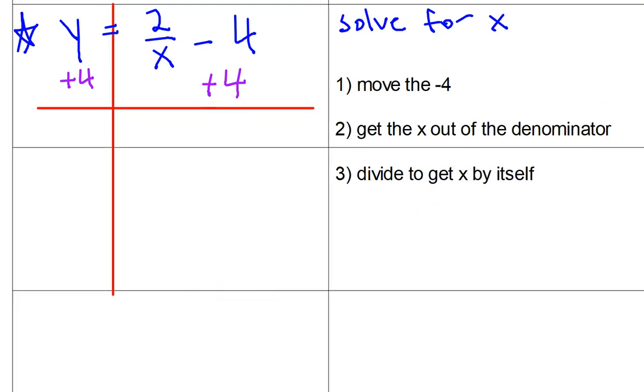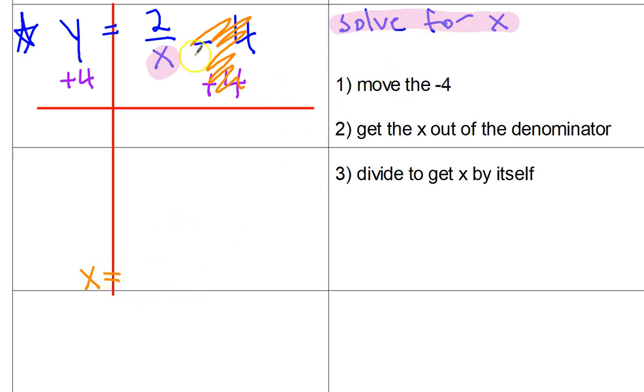Okay, and then I'm going to cancel my opposites. So x is getting closer to being by itself. Incidentally, when the instructions say solve for x, this is what I want to get by itself. So at the end, it's going to say x equals something. So when it says solve for x, this is where I want to get to.